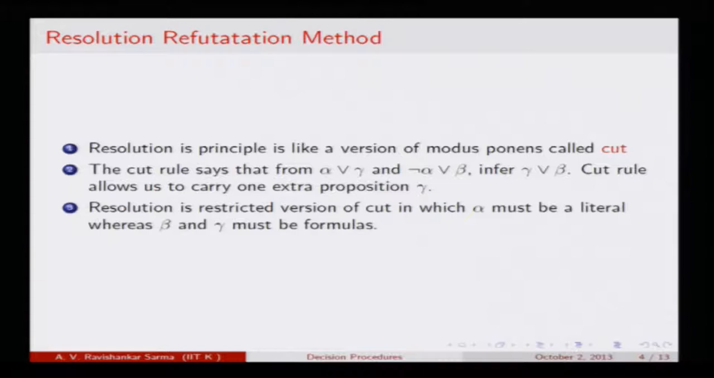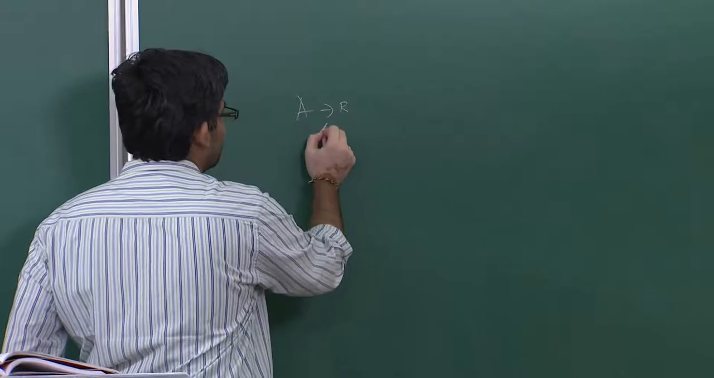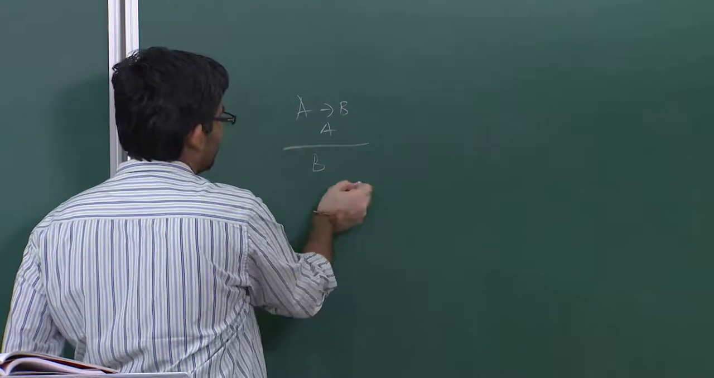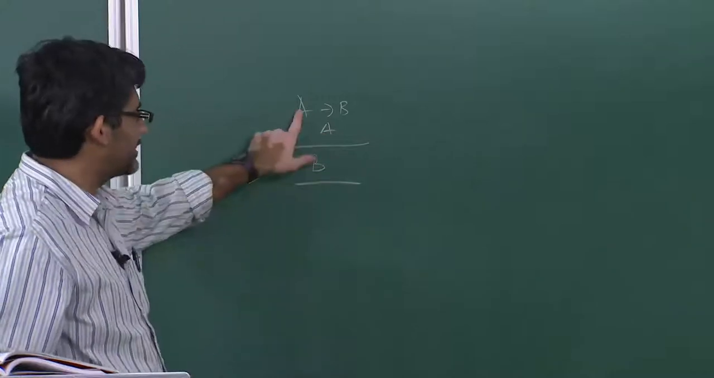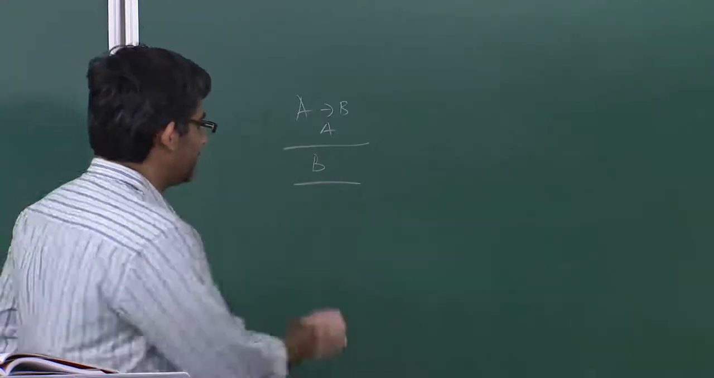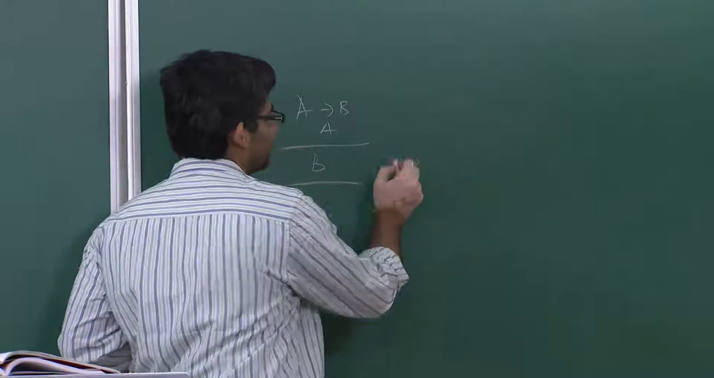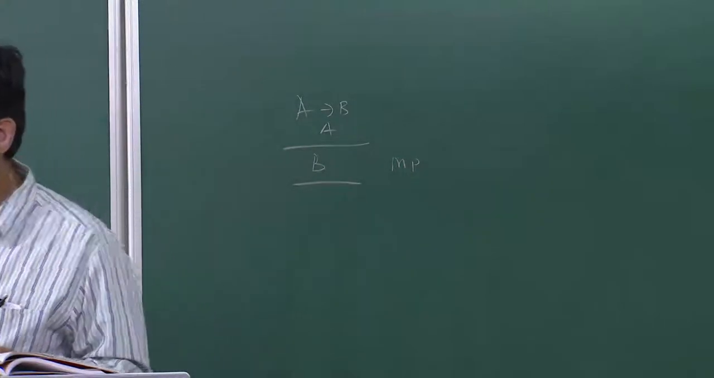So the resolution principle is like a kind of modus ponens. This is also called the cut rule. So what is modus ponens? We have A implies B, and you have A, and then this A gets detached, and what follows is B. So this is the modus ponens rule.